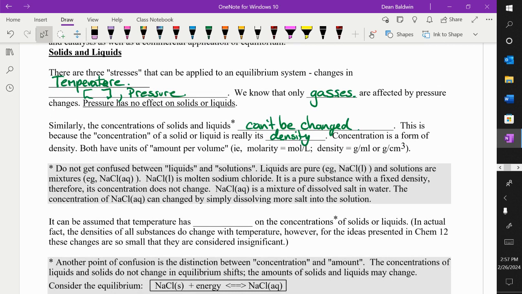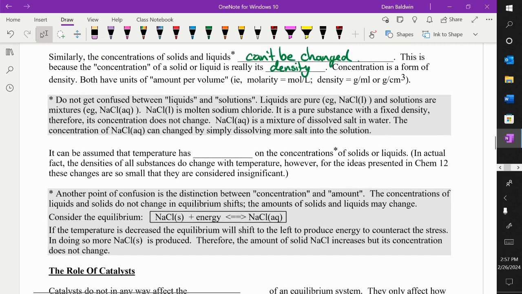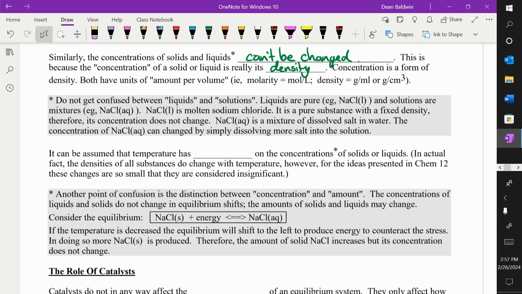Now, if I write NaCl(aq), what does aq mean? Aqueous. It's dissolved in water. If I write NaCl(l), that's liquid sodium chloride. You've melted it. So it's a pure substance. This is dissolved in water. This is a pure substance. This concentration doesn't change. You can change this concentration by adding more salt to the water. Temperature also has no effect on the concentrations of solids or liquids.